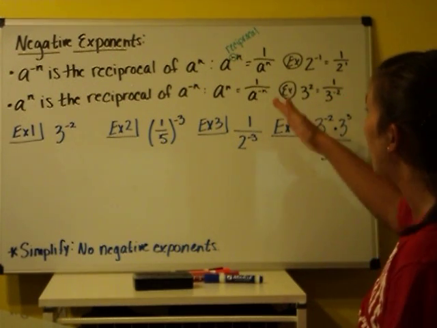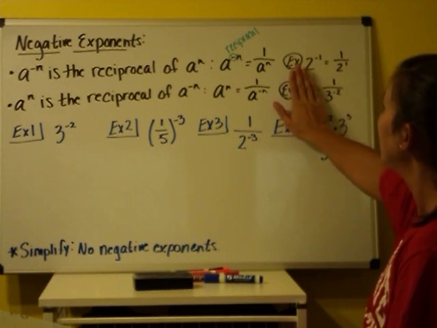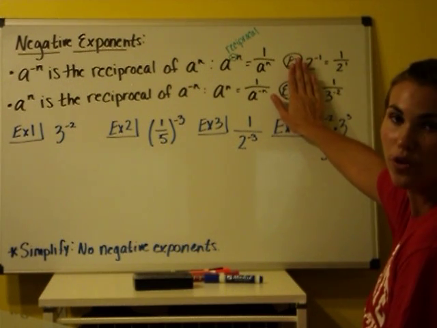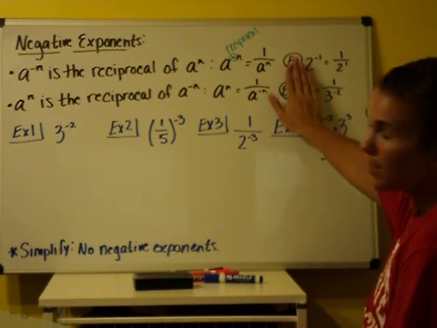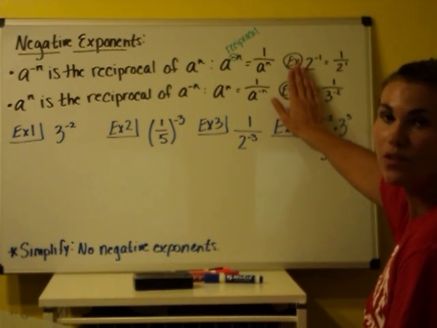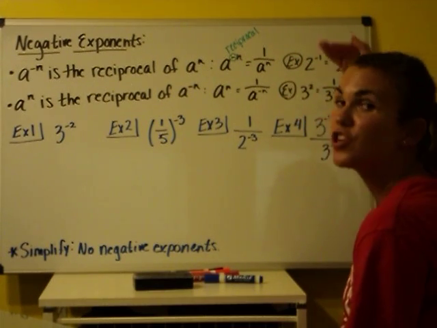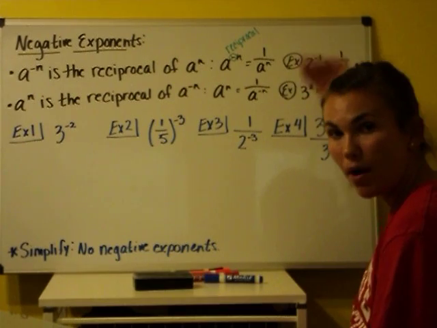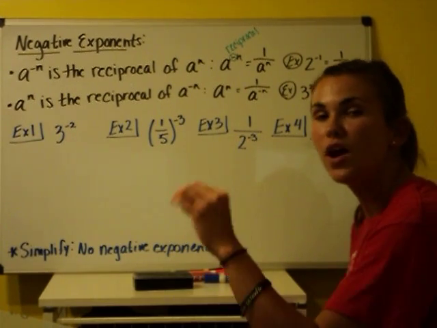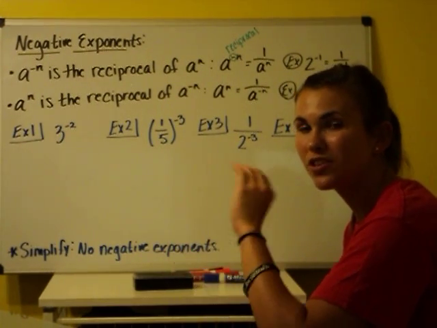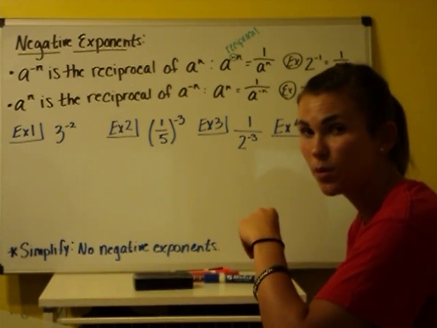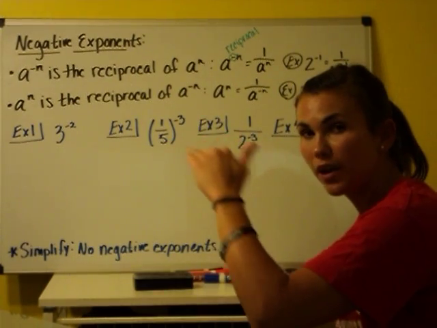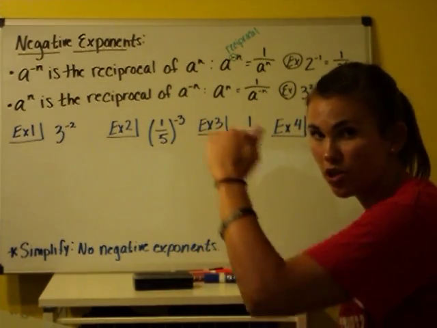And these also work backwards. If you are looking at 1 over 3 to the -2, to make that exponent positive, you're going to switch it from the denominator to the numerator, and that would make it a +2. So if you ever have a negative exponent in a problem, in order to get rid of that negative, just flip it from numerator to denominator or denominator to numerator.